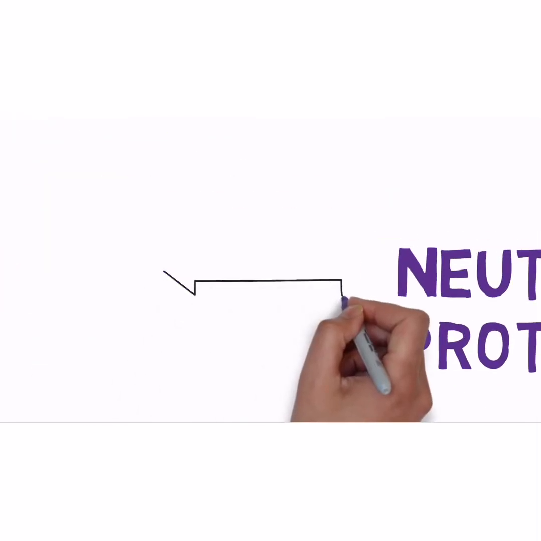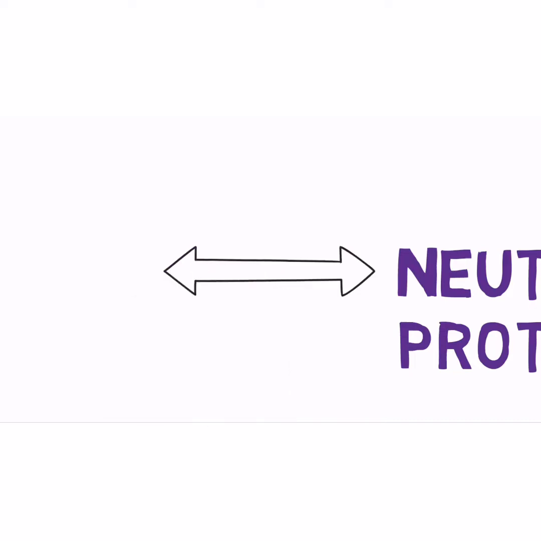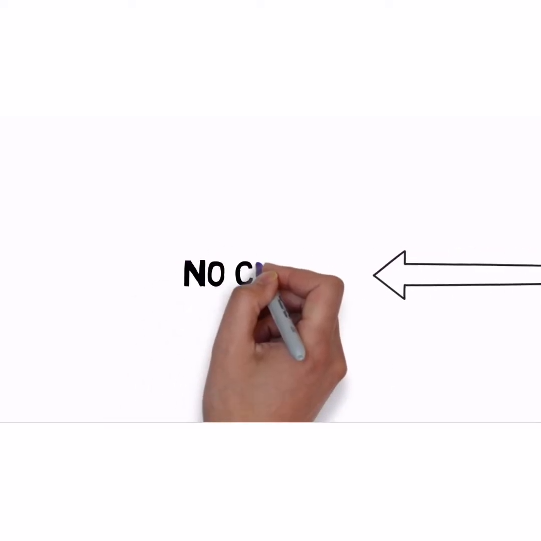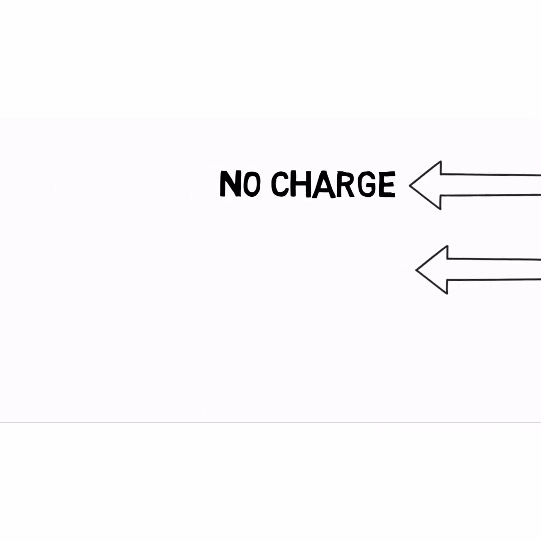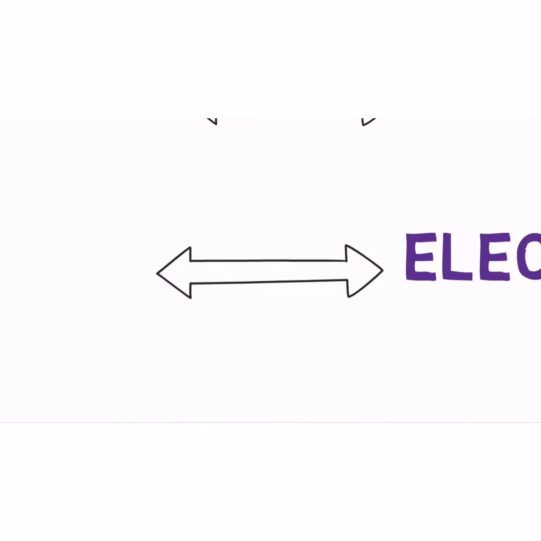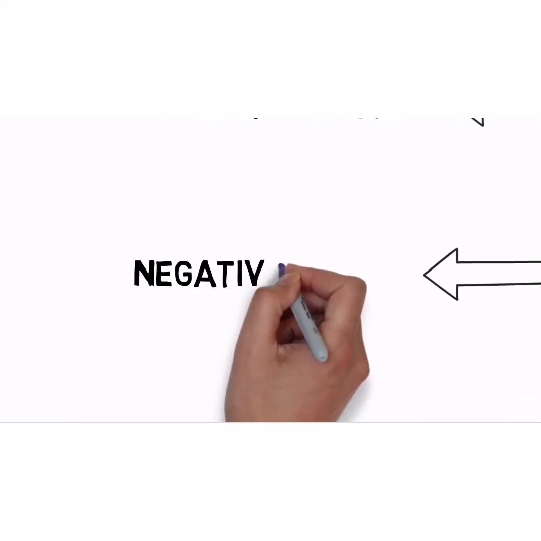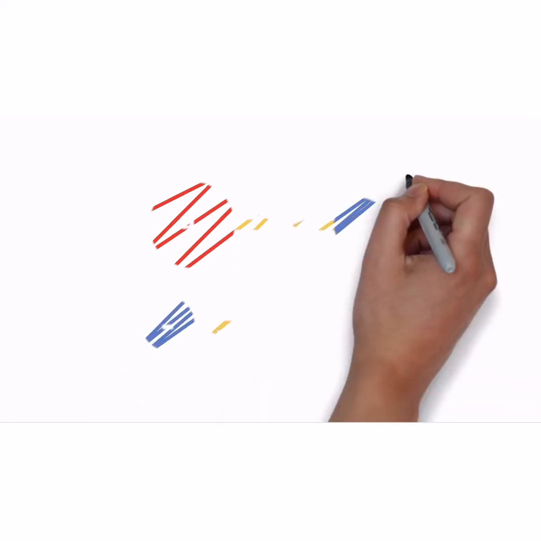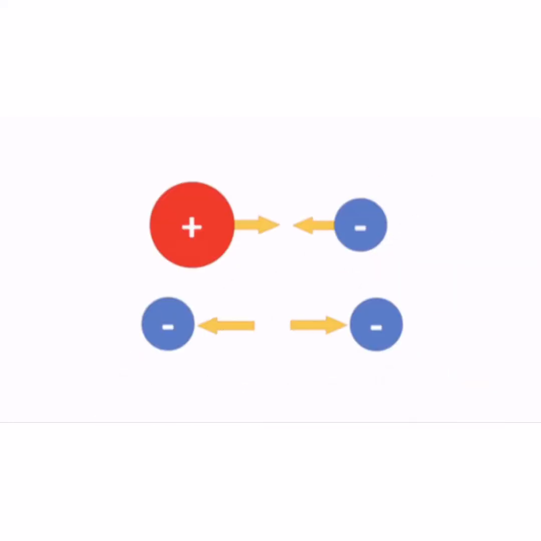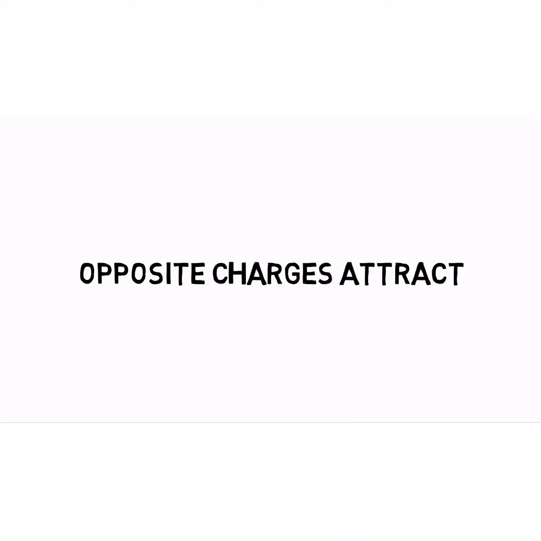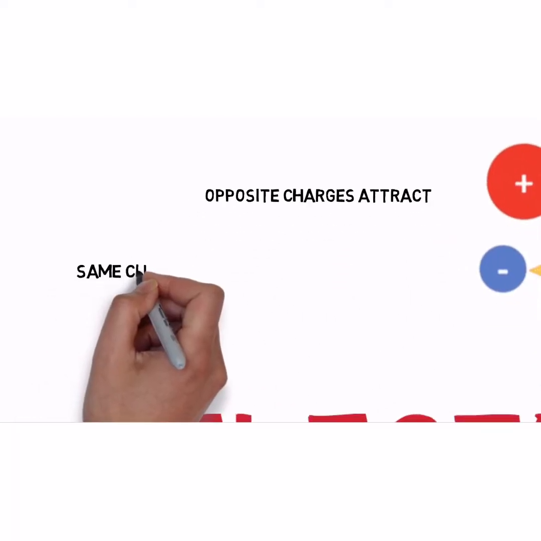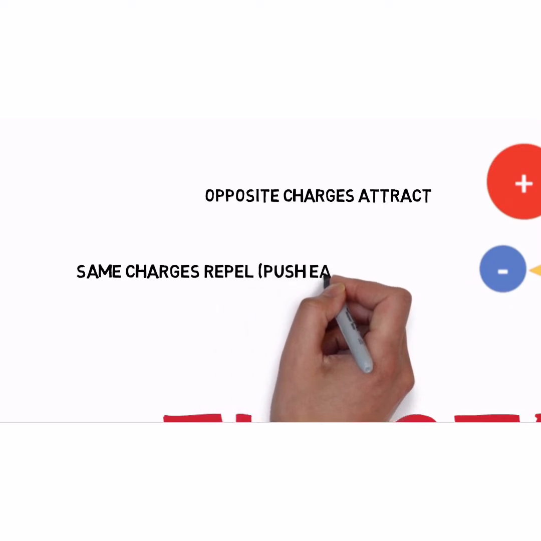Let's take a look at their charges. The neutron has no charge, while the proton has positive charge, and the electrons have negative charge. Now let's see what happens if you have the same charges and the opposite charges together. Opposite charges attract, while the same charges repel or push each other away.